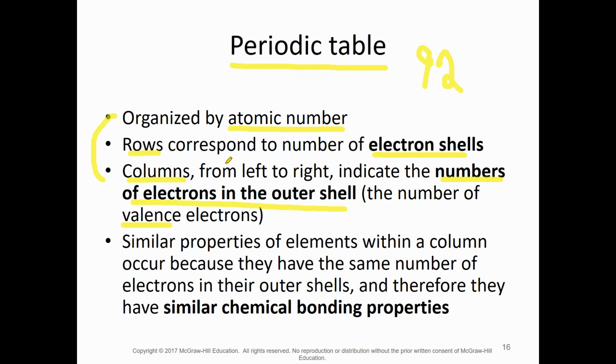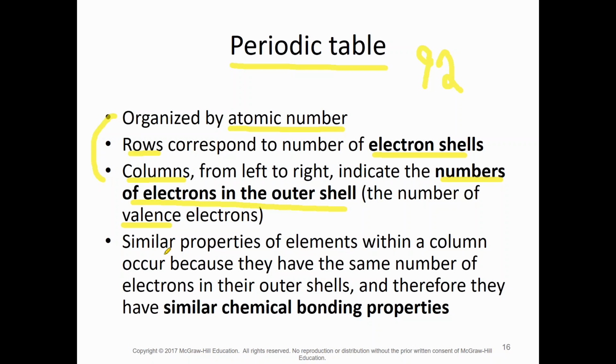So on the test, it might say an atom is in the 4th column and 3rd row. How many valence electrons and shells does it have? If it's in the 4th column and the 3rd row, it's going to have 4 valence electrons and 3 electron shells. Good job.